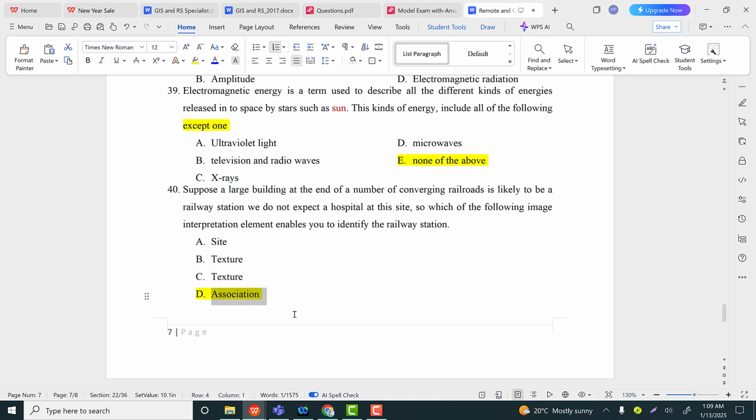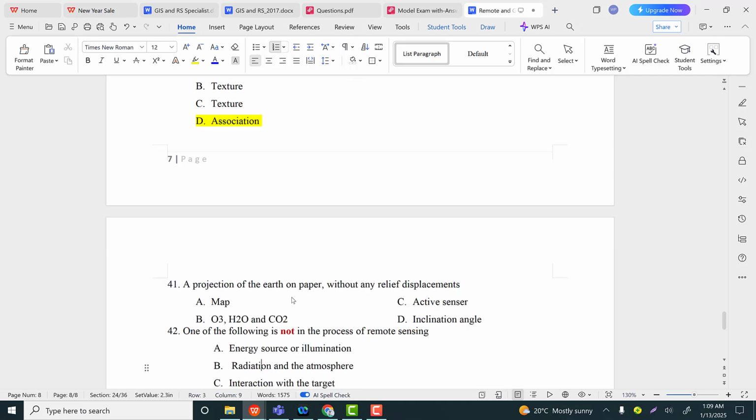Image interpretation can be done in different ways. We consider association, we consider the tone of the image. So image interpretation techniques are needed to perfectly interpret a certain image in a certain area.